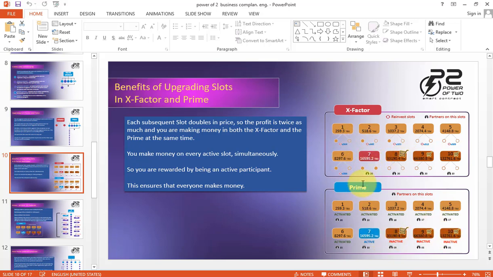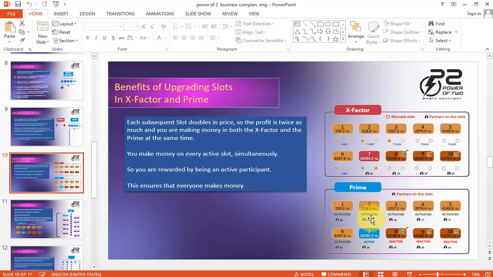And once you do that, guess what again? It will open 7 and 8 for you, and you can then upgrade 7 and 8. But if you're about to upgrade 9 and 10, it will notify you to upgrade on 7 and 8 on Prime in order to open 9 and 10 for you on X Factor. And once it opens 9 and 10 and you upgrade 9 and 10, all these sections will be open for you to upgrade as well on Prime 9 and 10.